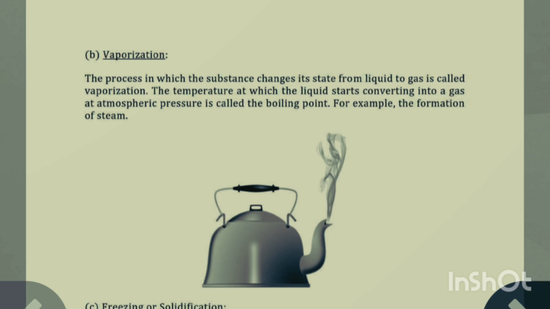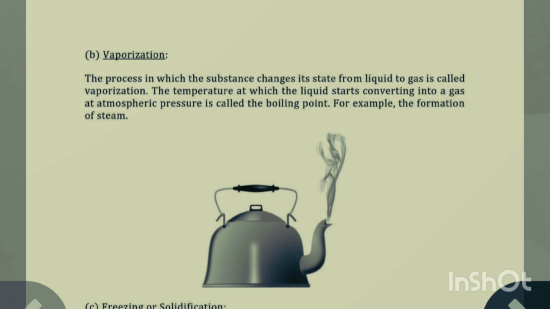The next we have is vaporization. What is vaporization? The process in which a substance changes its state from liquid to gas. Vapor is nothing but gas. From liquid it is changing to gas. This is called what? Vaporization. The temperature at which the liquid starts converting into a gas at atmospheric pressure is called the boiling point. What is a boiling point? It is the temperature at which the liquid starts converting into a gas at atmospheric pressure.